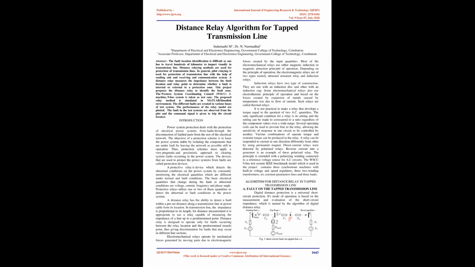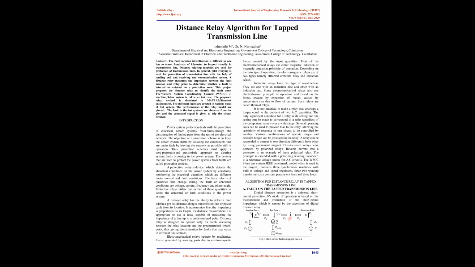In general, pilot relaying is used for protection of transmission line with the help of sending end and receiving end communication system. A distance relay measures the impedance between the fault location and relay point to determine whether a fault is internal or external to a protection zone. This project proposes the distance relay to identify the fault zone.